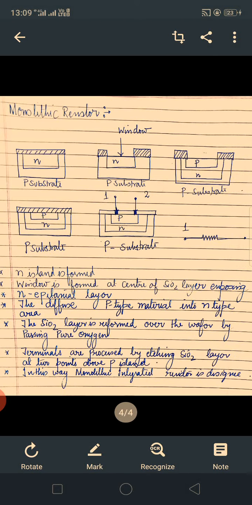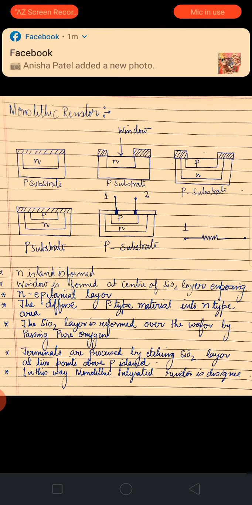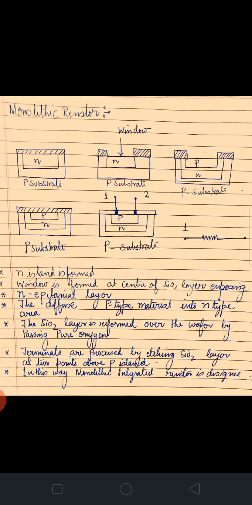Similarly, we'll be talking about the next topic, the monolithic resistor. We have different steps for designing the monolithic capacitor and the monolithic resistor. Now, the monolithic resistor is similar to the formation of the PN junction. As in a PN junction, the depletion layer is formed. The depletion layer actually obstructs the flow of current. In a similar manner, the PN junction acts as a resistor between the two metallic points. Now we are going to design a similar structure according to the fabrication process of the resistor.